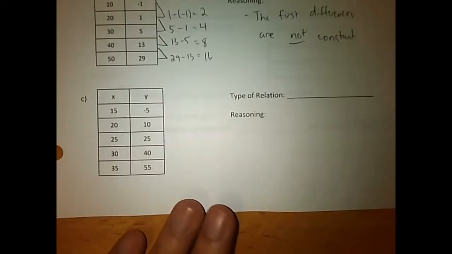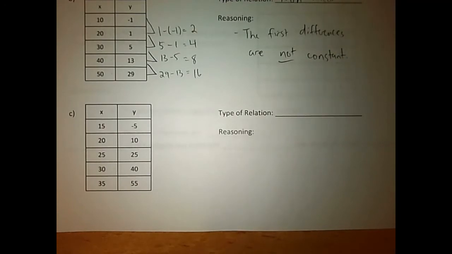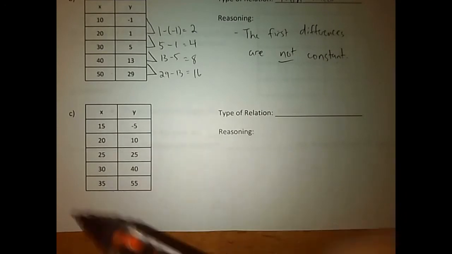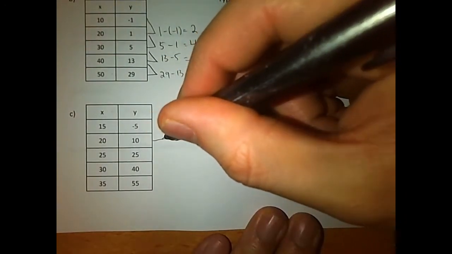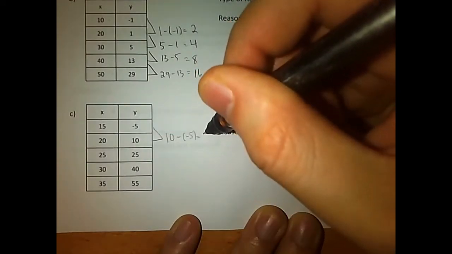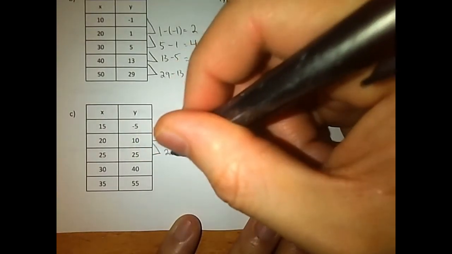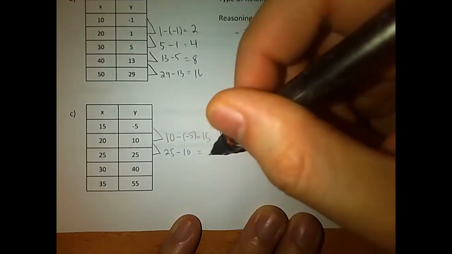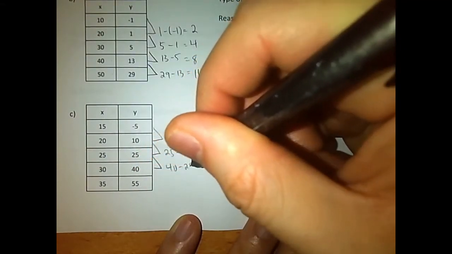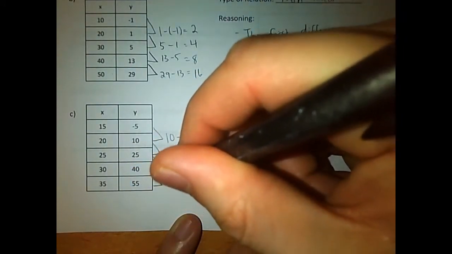All right, for part C, try this one on your own, and then you can pause the video, and when you're done, unpause the video, and we'll take it up together. Okay, same thing we do. We just check if the x values go up by the same amount. They're going up by 5s, so this works out. Then I'll just do my lower one, subtract the upper one here. 10 minus -5, which is 15. Then we have 25 minus 10, which is 15. 40 minus 25. You can already start seeing it. And then 55 minus 40.